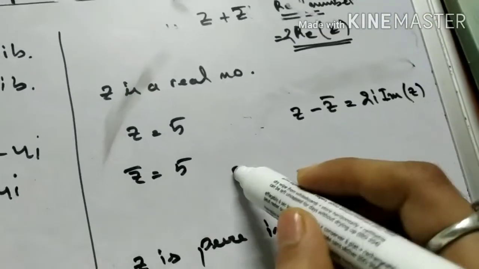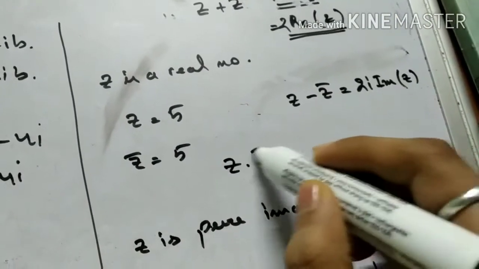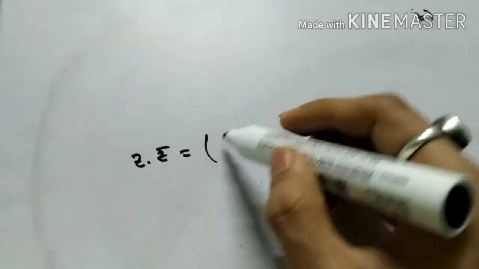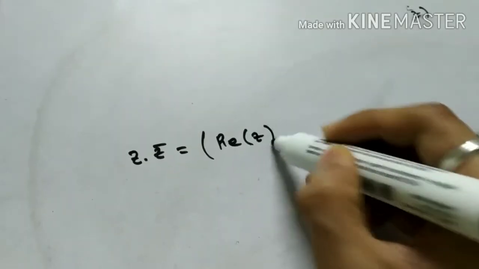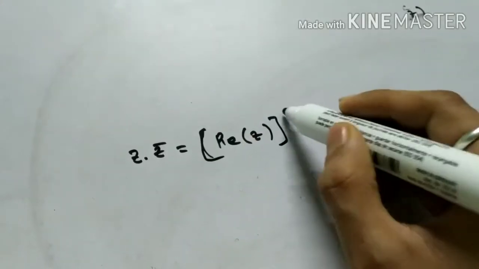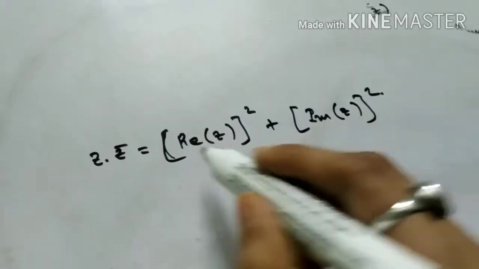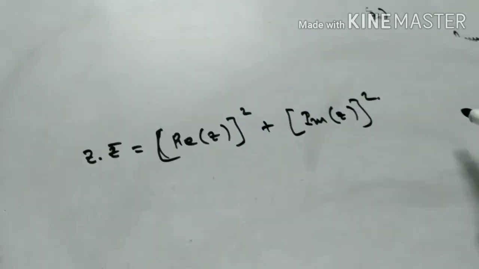Understand? And then Z into Z bar, let me write it nicely. Z into Z bar is equal to (Re Z) the whole square plus (Im Z) the whole square. Real part square plus imaginary part square. Understand?